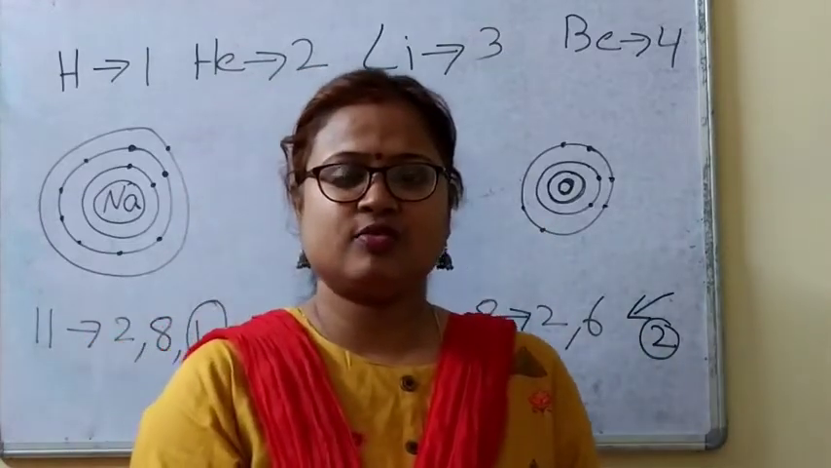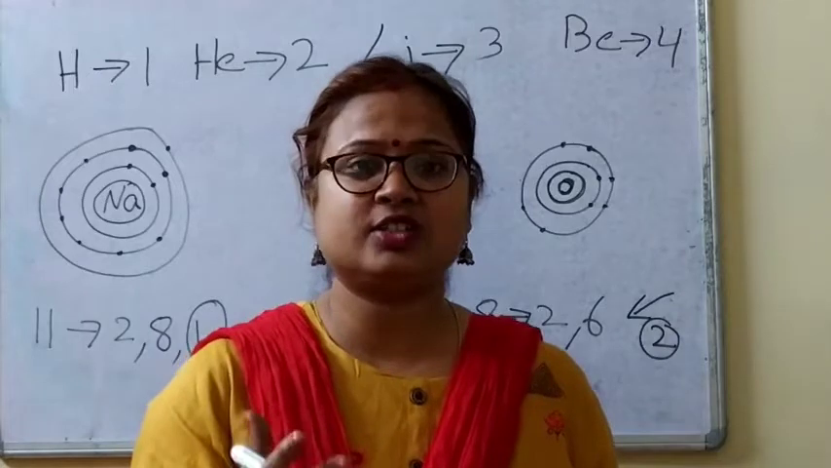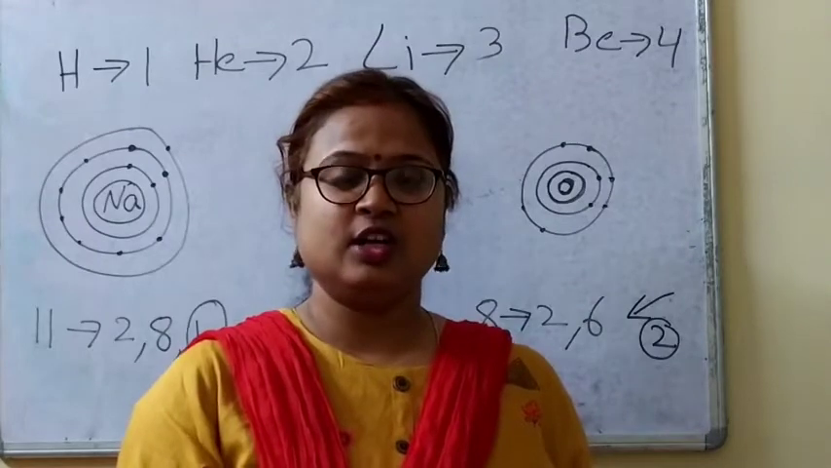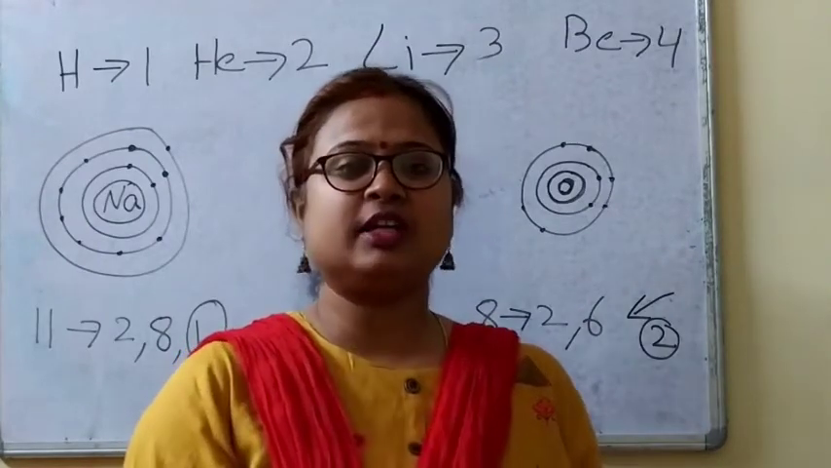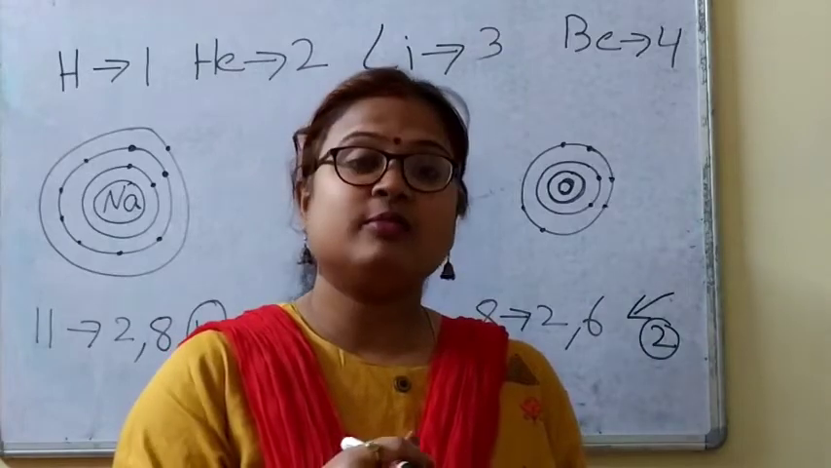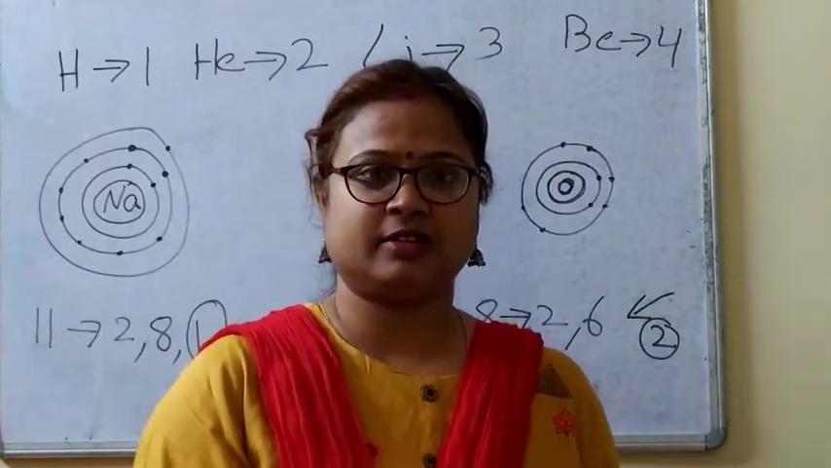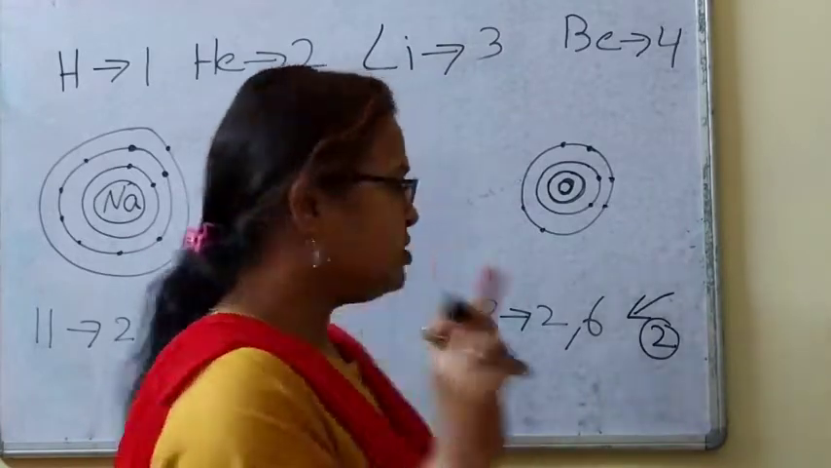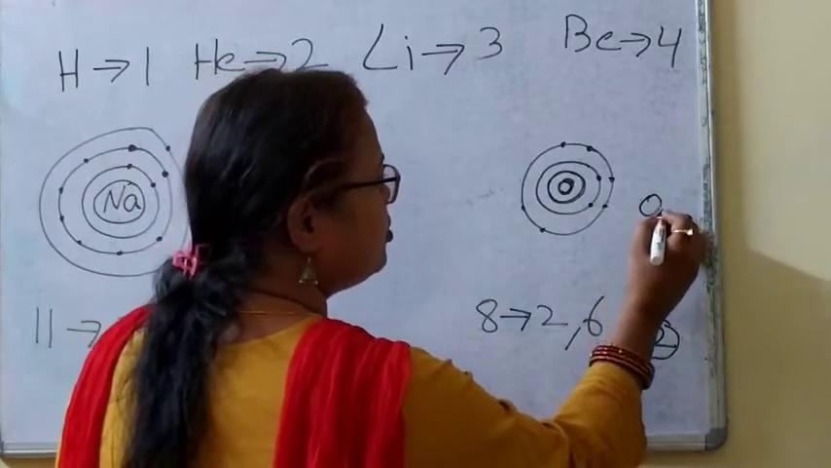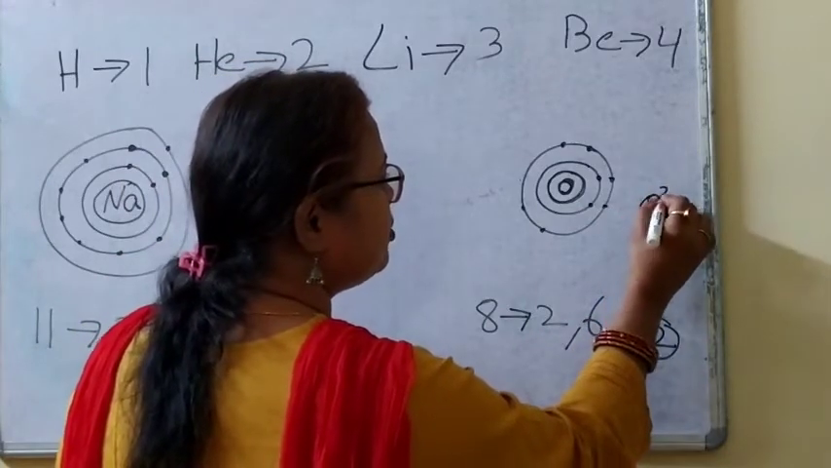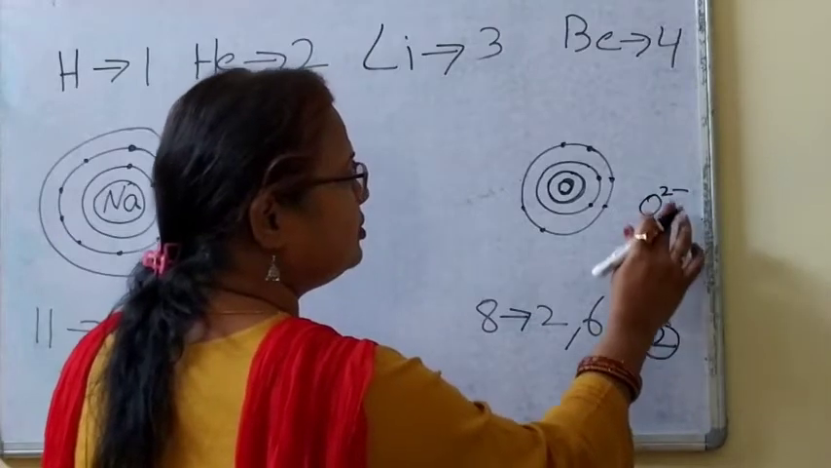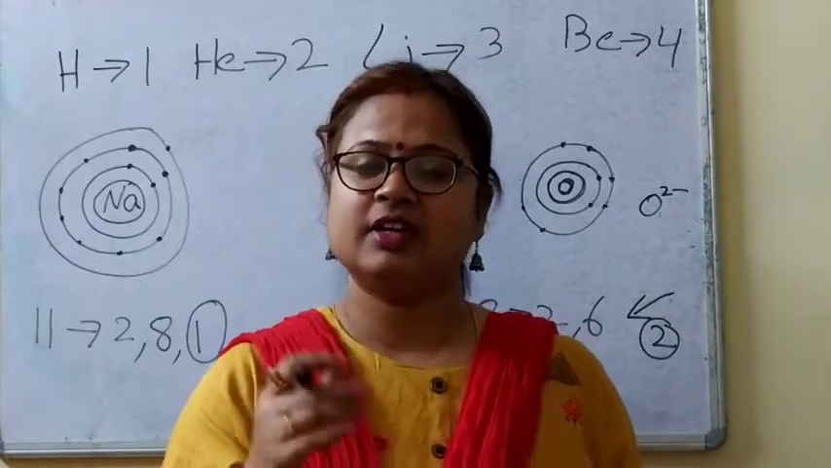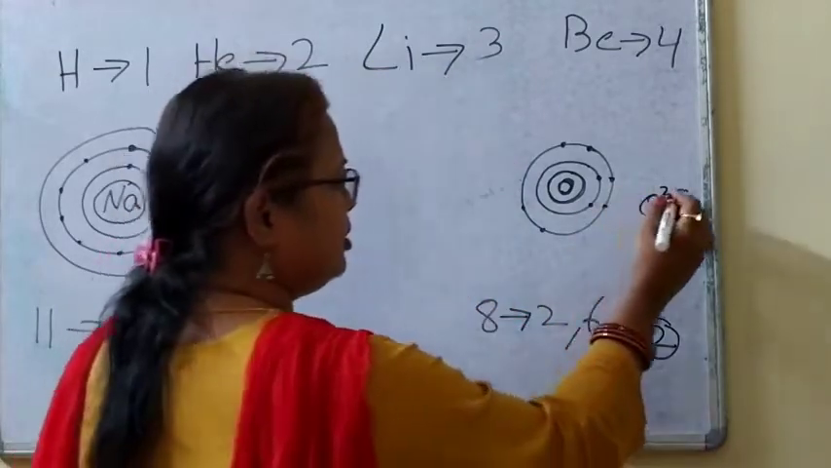Taking electrons means what? Electron is a negatively charged particle. So when oxygen takes more electrons from the other element, then more negative charge will develop there. Clear? And that is why the valency of oxygen, you must have seen in the book, is written like this, O2 minus. This is the electronegative radical.